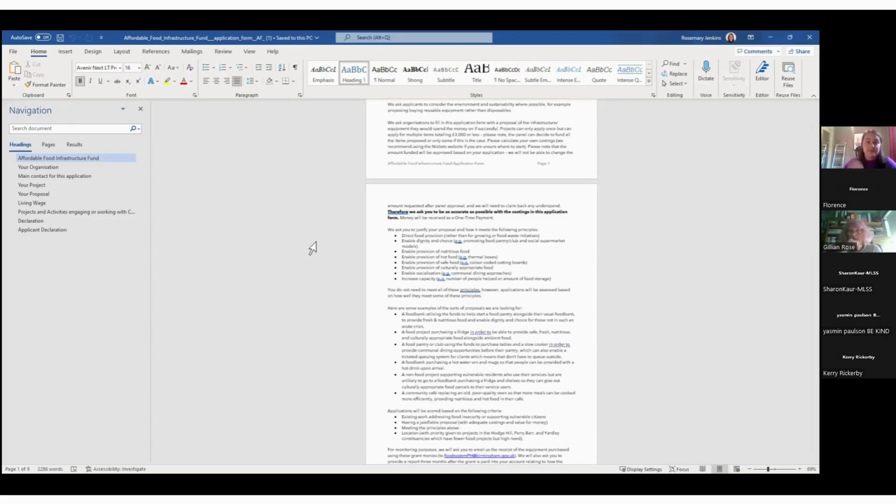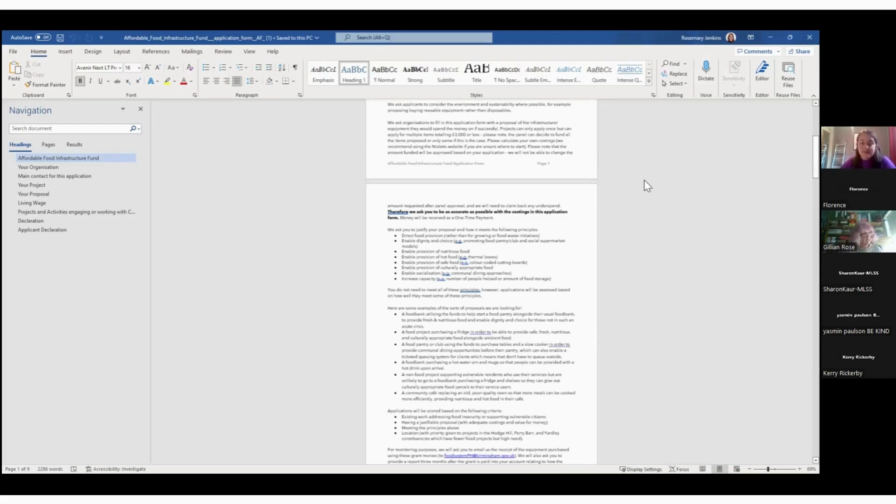So do give the costings for each item. And if it's multiple of the same, say what the individual cost is and then the number that you'll be getting, because that will help us to assess your application as well as possible, and puts you in the best position to have your application approved if you give us those costings.